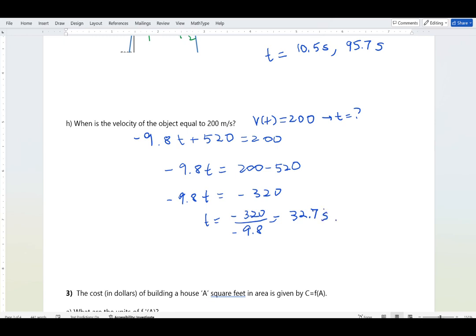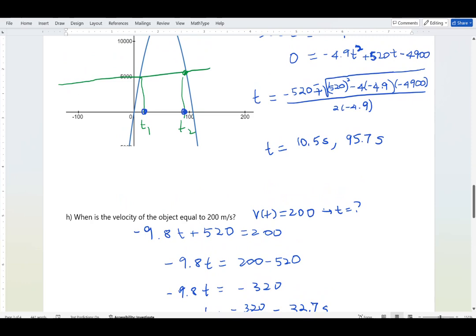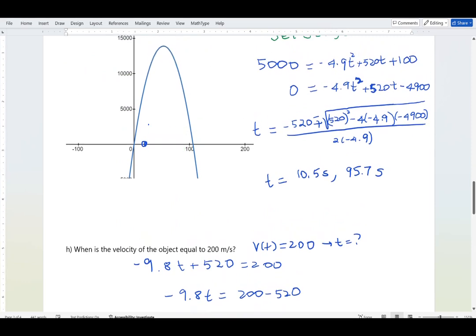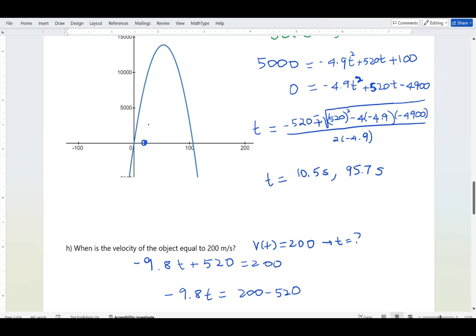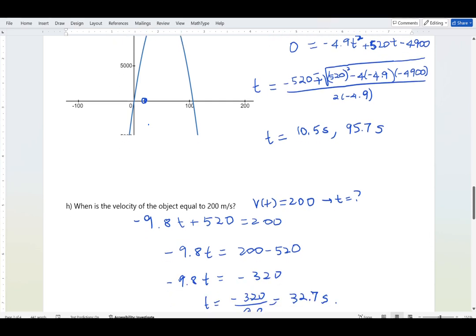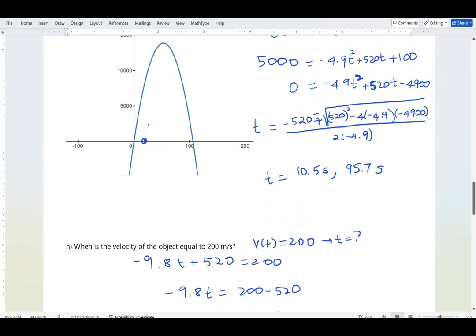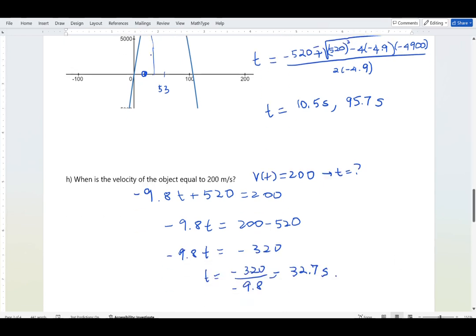32.7 seconds. So now we found the moment in time when velocity is 200, and looking at this graph, basically we're finding the moment when the slope of the tangent line is 200, and the answer is roughly 32. So this was like 53 roughly in the middle, so 32, very roughly speaking. At that moment in time, the slope of the tangent line, or the velocity, is 200.